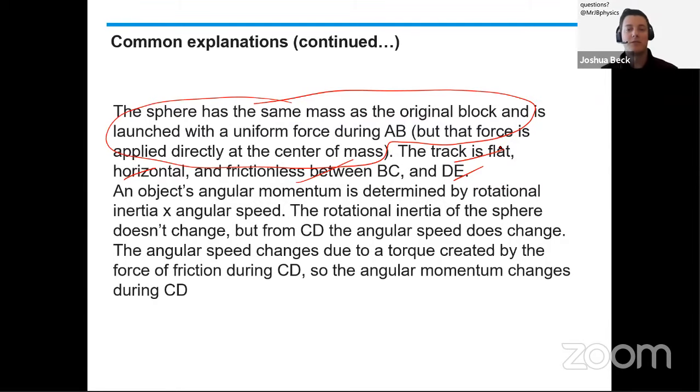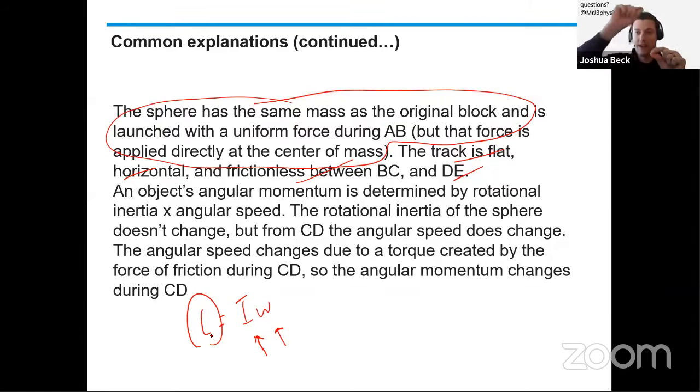The angular momentum is determined by the rotational inertia and angular speed. That's a great statement. But be careful, what you've just done is you've now just introduced two new variables. The question asked you about the angular momentum, but now you've introduced I and omega. So now you have to talk about I and you have to talk about omega. You've created this sort of path that you've got to connect these extra dots. In a second, I'm going to show you how you can go straight from one to the other.